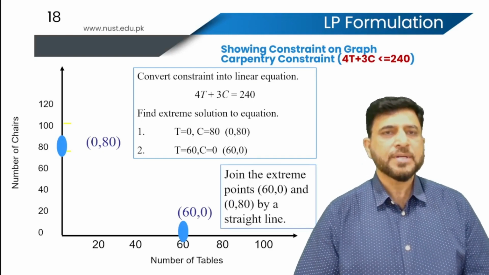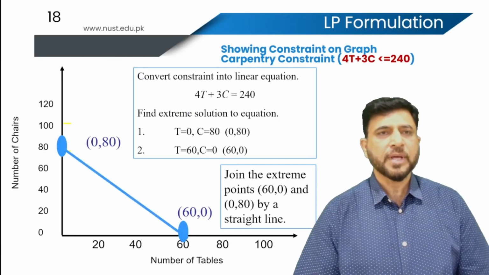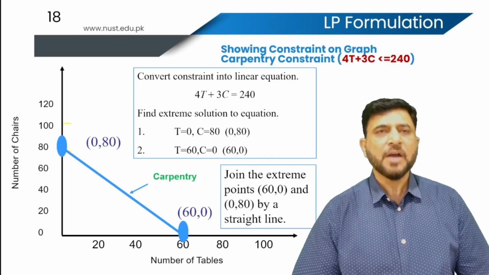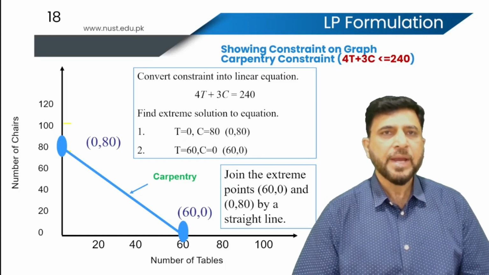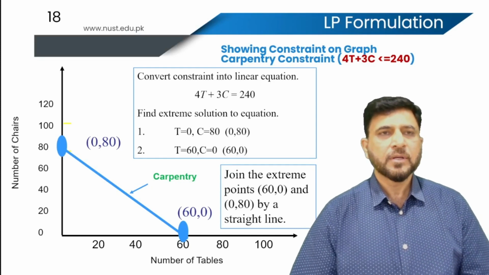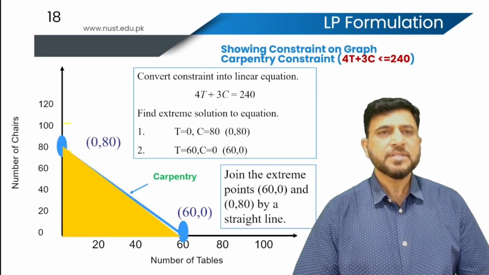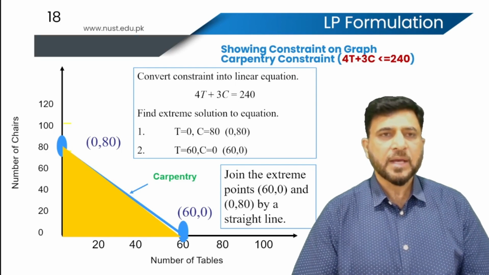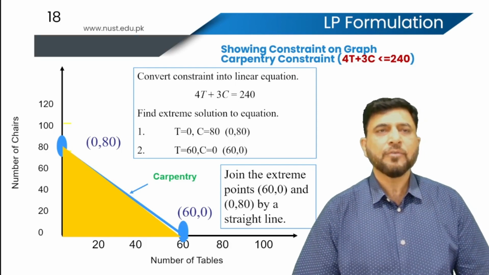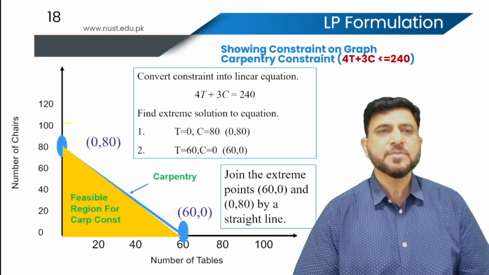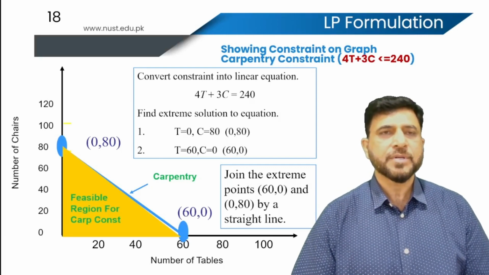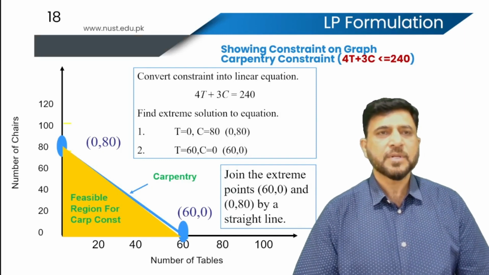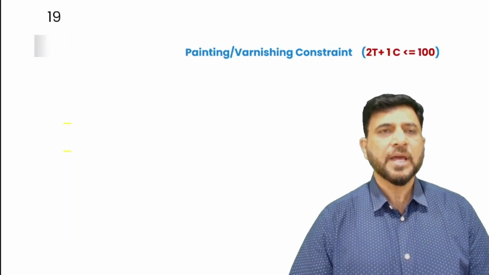Join the extreme points (60, 0) and (0, 80) by a straight line. We have joined it, and then after that we have made our carpentry constraint. So what's next? This is the region which is bounded between the axes and this carpentry constraint. So this is basically the feasible region for the carpentry constraint because it is less than or equal to 240. This is the feasible region which is bounded between these three lines.